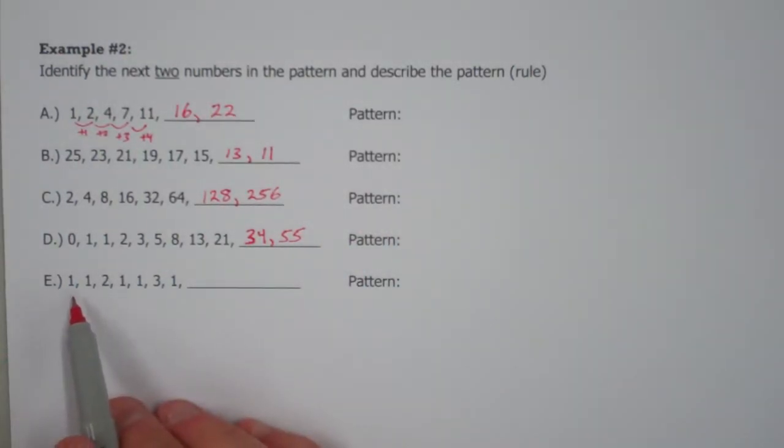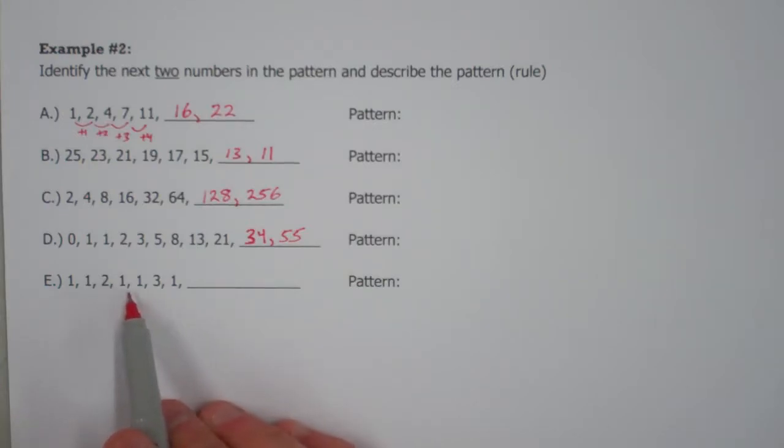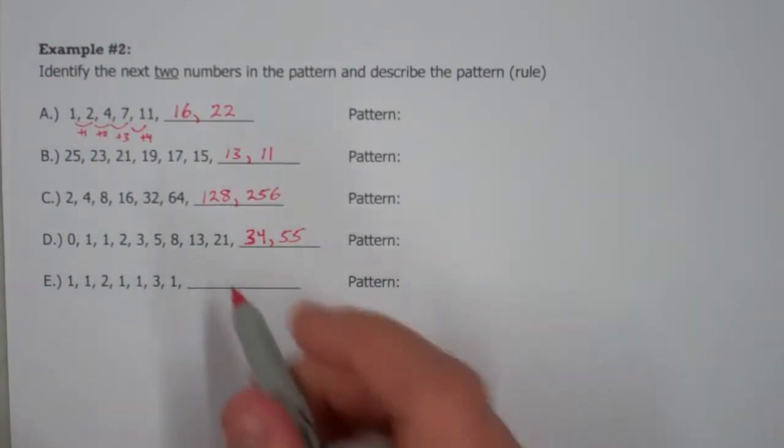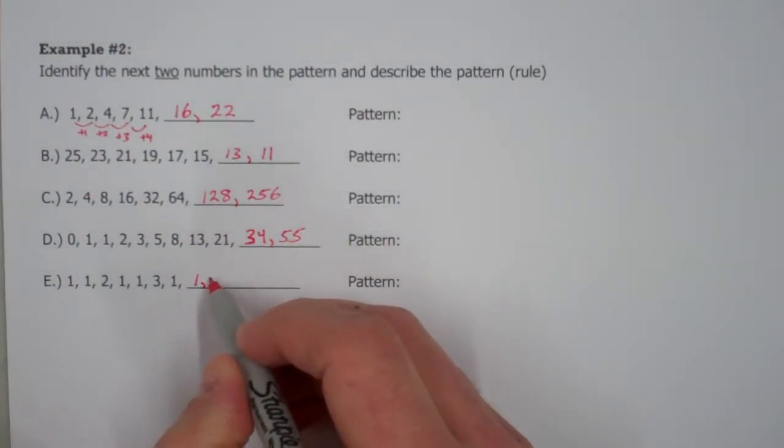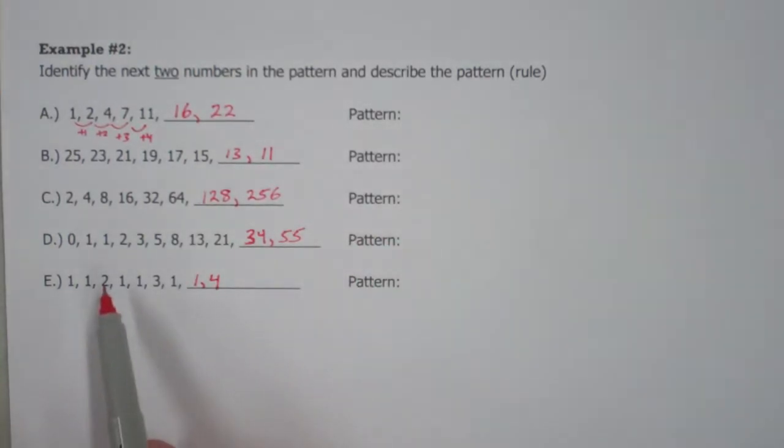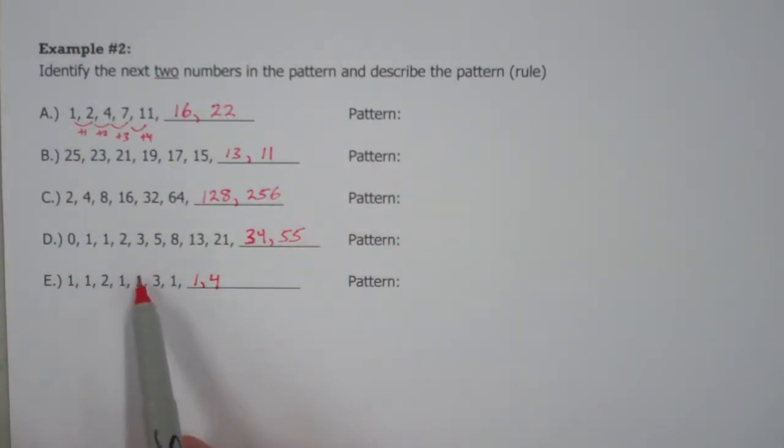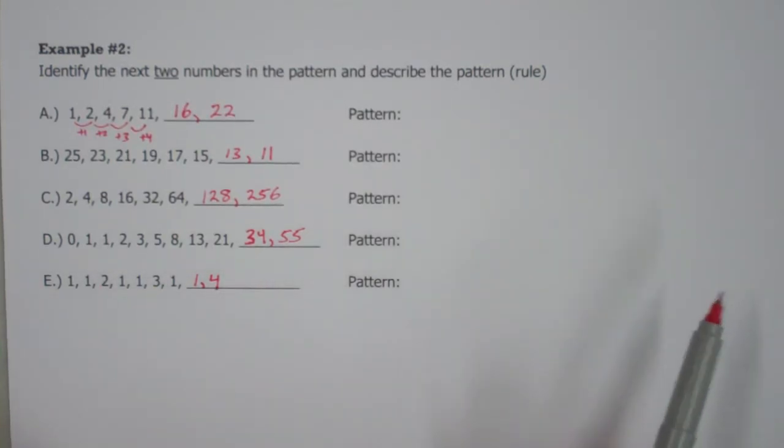In part E, we have 2 1s, a 2, 2 1s, a 3, and I think we're going to have 2 1s and a 4. That'll be the next one. So it seems like we have a pair of 1s, and then in between those pairs of 1s, we go 2, 3, 4, and so on.